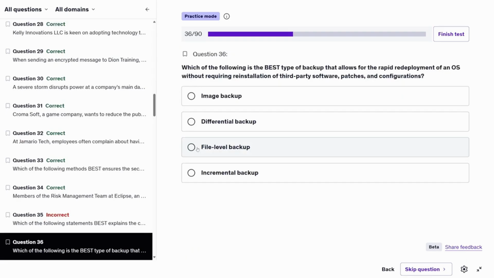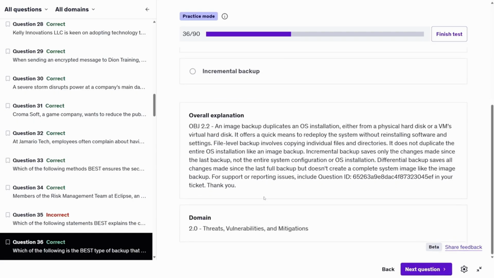Which of the following is the best type of backup that allows for rapid redeployment of an operating system without requiring reinstallation of third-party software, patches, and configurations? The correct answer is A, image backup. An image backup duplicates an OS installation either from a physical hard disk or a virtual machine's hard disk. It offers a quick means to redeploy the system without reinstalling the software and settings.